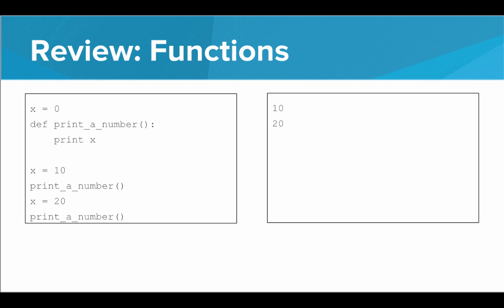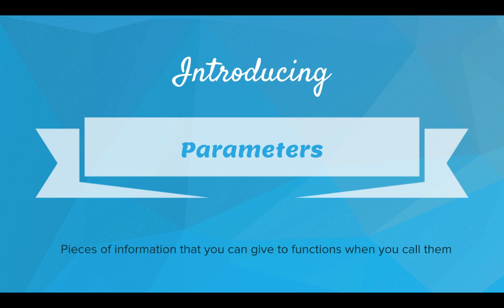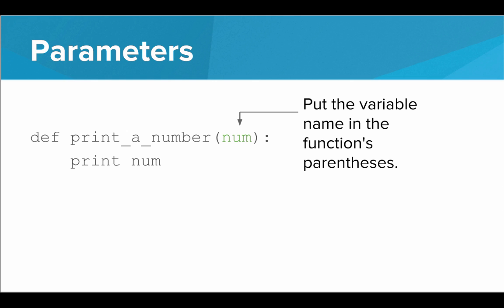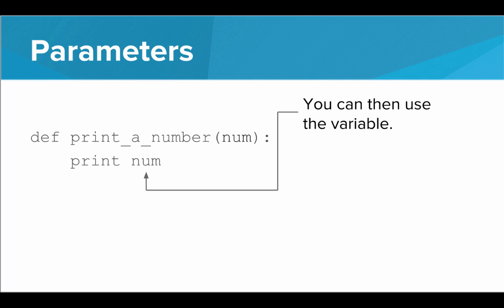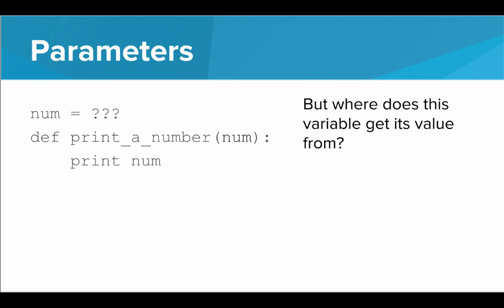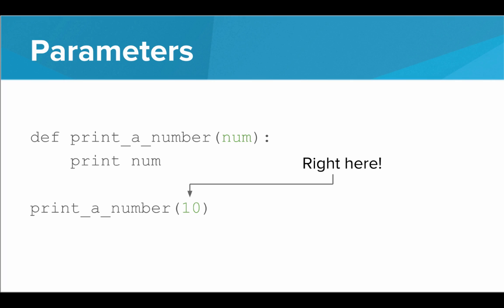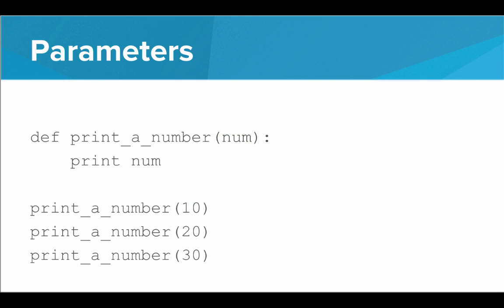Fortunately, there's a better way to do this, and it exists in the form of parameters. Parameters are pieces of information that you can give to functions when you call them. A parameter is basically a variable name. You put the variable name in the function's parentheses. You can then use the name in the function as though it were a variable you declared. But where does this variable get its value from? You actually give the variable a value when you call the function. This is sort of equivalent to saying num equals 10 inside the function, except that num can have a different value each time you call print a number.